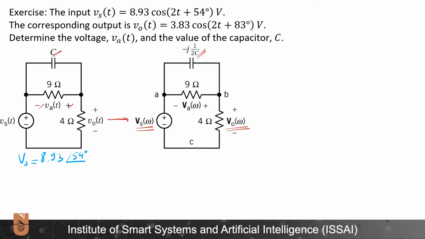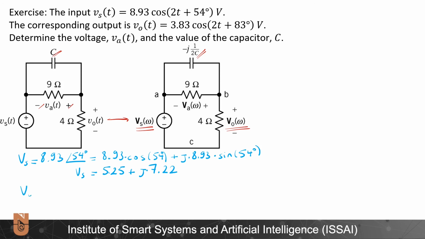And now it will be helpful for me to find the rectangular form of this. 8.93 times cosine 54 degrees, plus j times 8.93 times sine 54 degrees, and accordingly Vs in this format will be equal to 5.25 plus j 7.22 if I did not make a mistake.